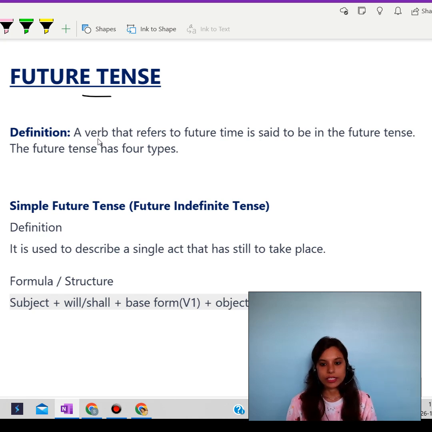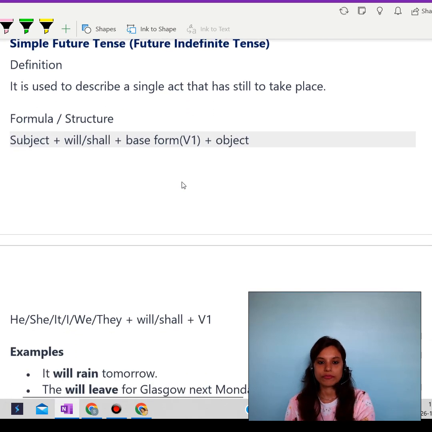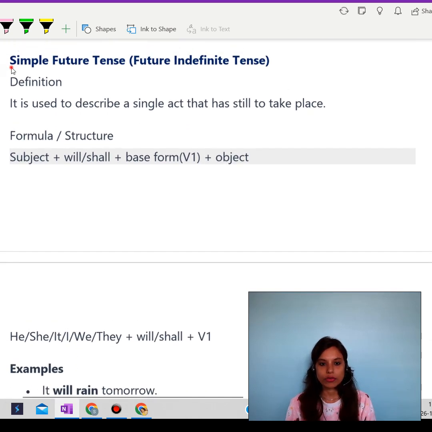So, yes, let's talk about this future tense, or future timing tense, and we are also going to talk about the different forms of future tense, which has four types. Let's focus on the definition first. We are firstly talking about the simple future tense, or we sometimes also call this the future indefinite tense.